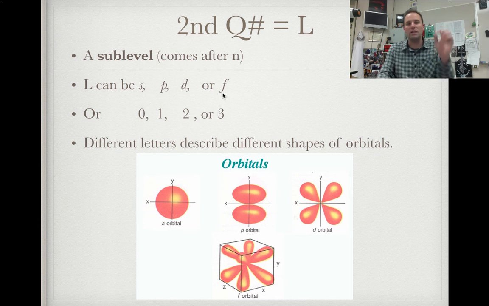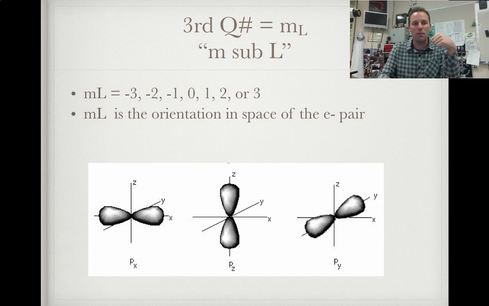Okay, so that tells you, the first quantum number tells you what floor of the building they're on. The second quantum number tells you which apartment or which shape they're traveling in. The third quantum number, because these are 3-dimensional shapes, is the orientation in space of the electron pair.